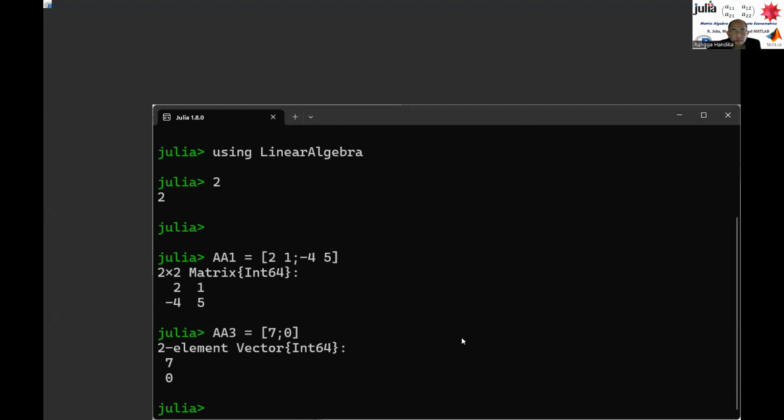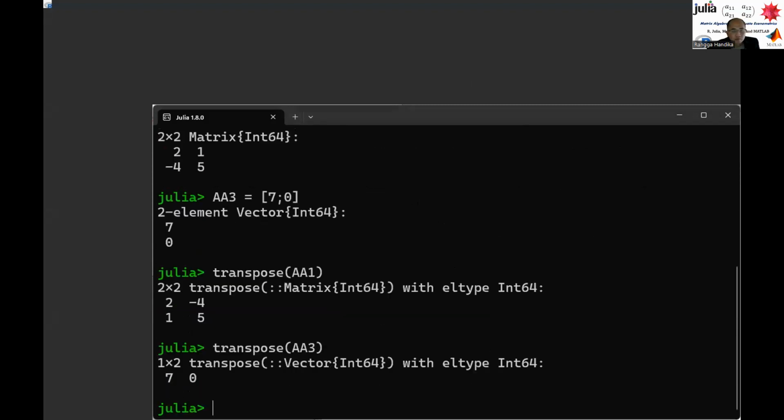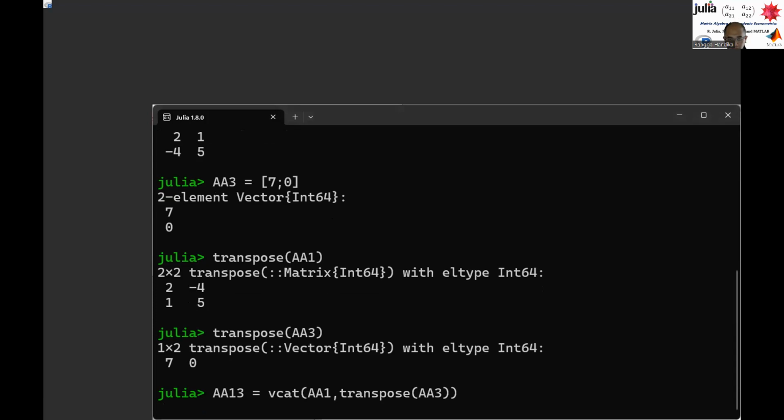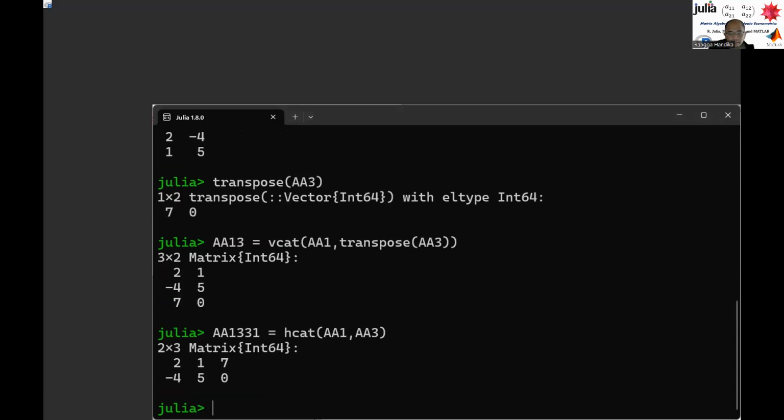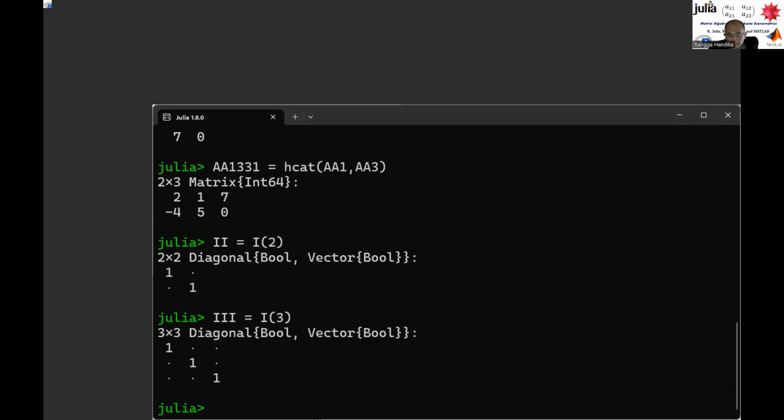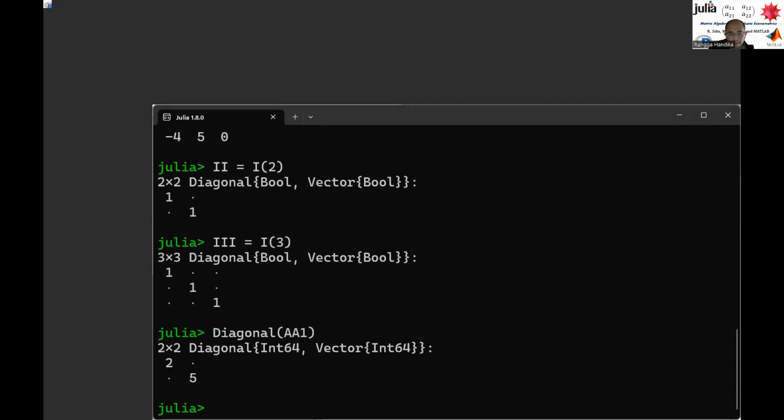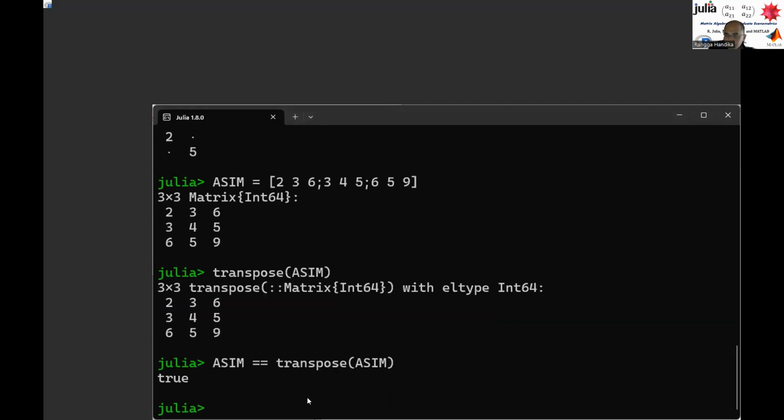Okay, transpose, you can see also vertical and horizontal. You can see pretty easy. Okay, and then also identity matrix, diagonal, and then let's try the last, the symmetric matrix. You can see. Okay, also true.